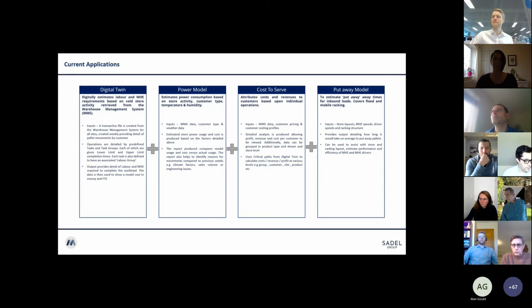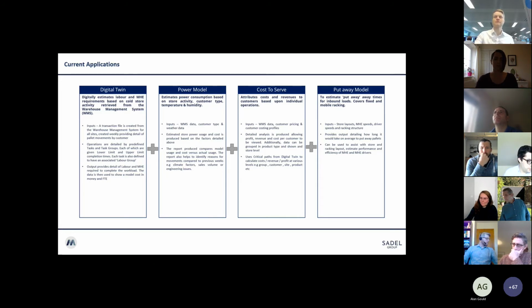Next, we have a power model. We're a large user of energy, so it's important we monitor performance accurately. Again, we use data from the warehouse management system and include external factors such as weather to estimate energy usage. We then use this data to complete a cost to serve model where we can see granular output based on customer or product type, for example.